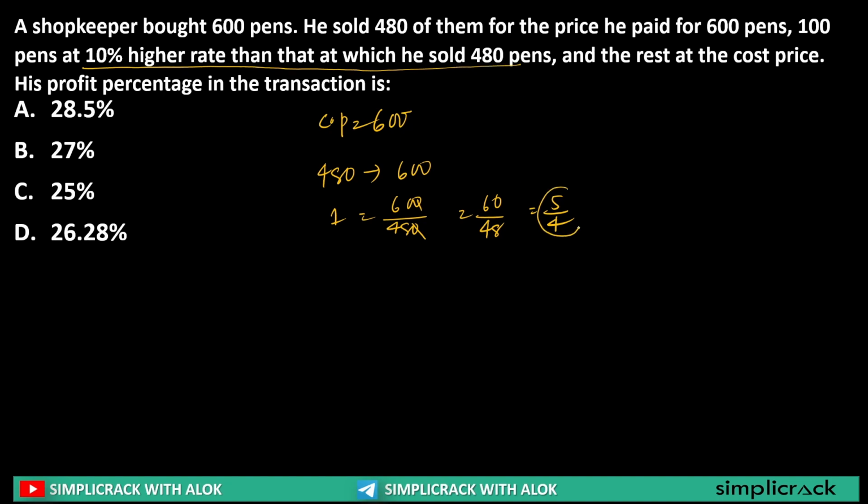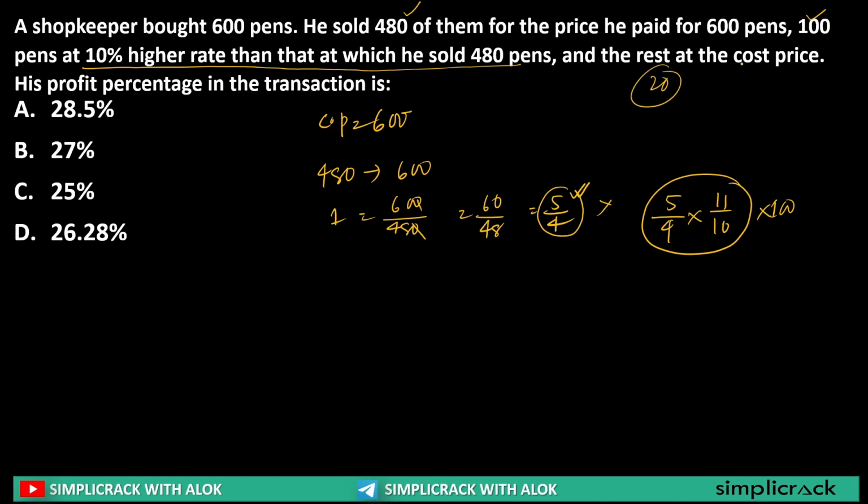Now 100 pens at a 10% higher rate than at which he sold 480 pens. So if each pen was 5 by 4, then the next 100 pens were sold at 110% of this. So I can write 5 by 4 multiplied by 11 by 10 is the new price for the next 100 pens. Yes sir, you are right. And the rest of the pens: first 480 pens sold, then 100 pens sold, so total pens sold 580. The rest is 20 pens. 20 pens are sold at cost price, that is 1 rupee each. So the rest of the pens bring 20 rupees.